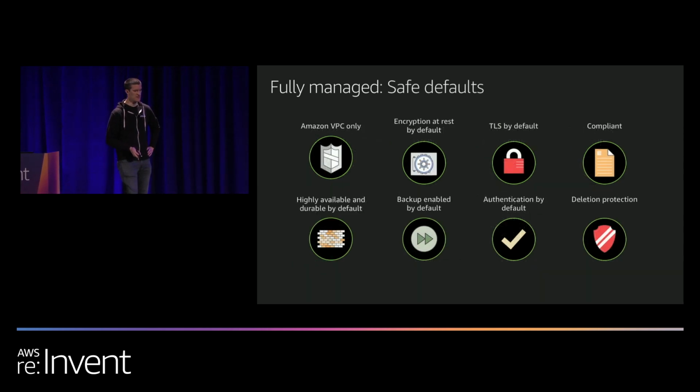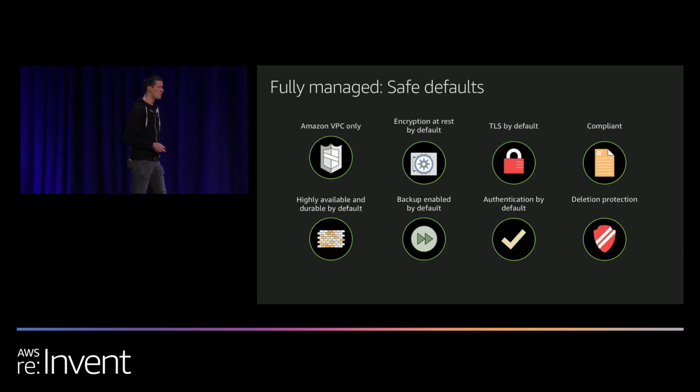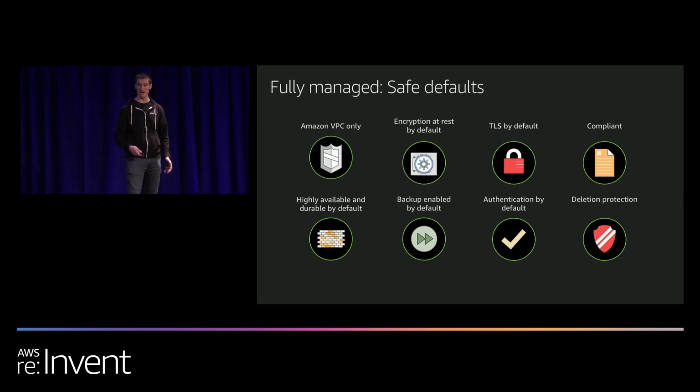We care a lot about safe defaults. If you provision a cluster in the console, we will default you to TLS enabled by default and also encryption at rest by default. You can turn those off, friends, but you have to turn it off, right? You have to make an explicit decision to go do that. I will put you in a safe position. You have to opt out of that.